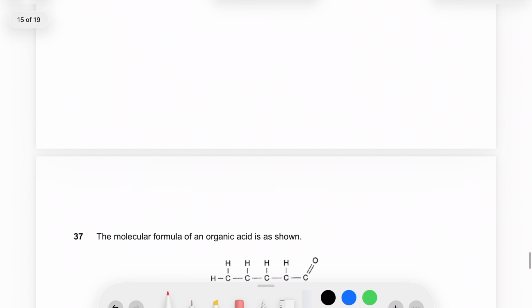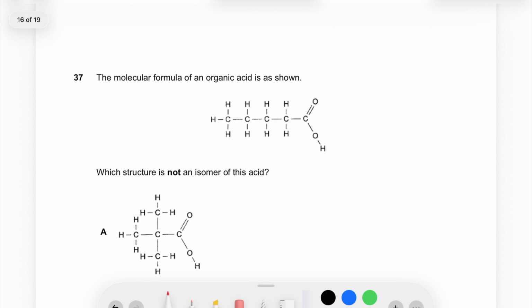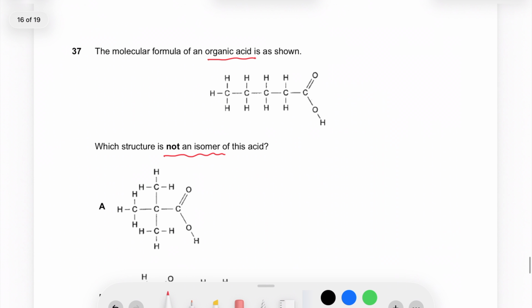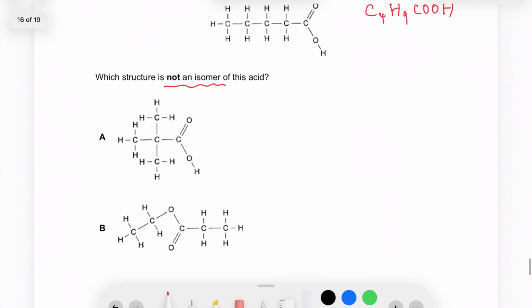Moving on. Question 37. So this is organic acid. Okay, which structure is not an isomer? So first thing first, you must calculate how many carbon. 1, 2, 3, 4, 5. 5 carbon. So it's C5. Okay, C4H9COOH. So total there are 10 hydrogen, okay, 2 oxygen and 5 carbon. Okay, so this is the formula. Which one is not an isomer?